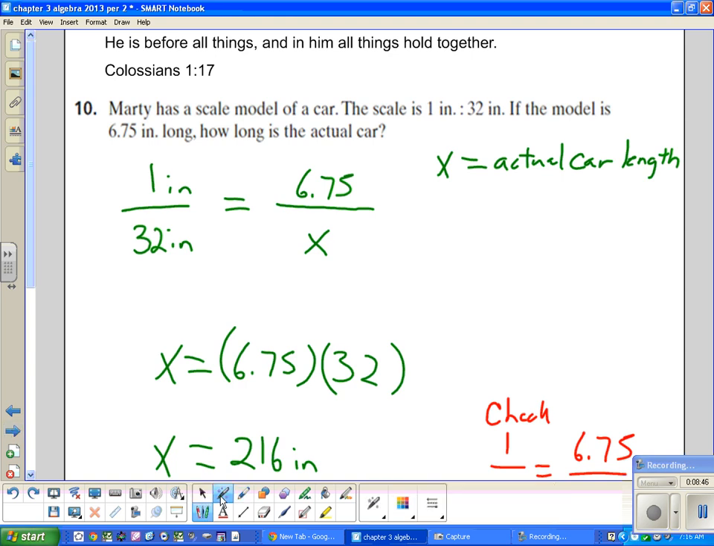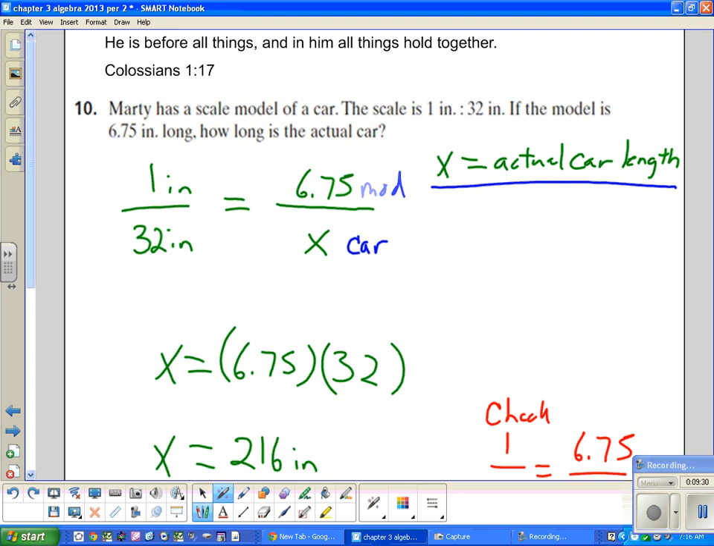Martin has a scale model of a car. The scale is 1 to 32. So the model to the actual is 1 to 32. 1 inch is the same as 32 inches in the actual. If the model is 6.75 inches long, how long is the actual car? So we're setting up model on top and the actual car on the bottom. And over here, we're going to put 6.75 inches because that's what the model is. So I'm going to put the model on top here, and then the car is going to be my variable, which I've defined over here.